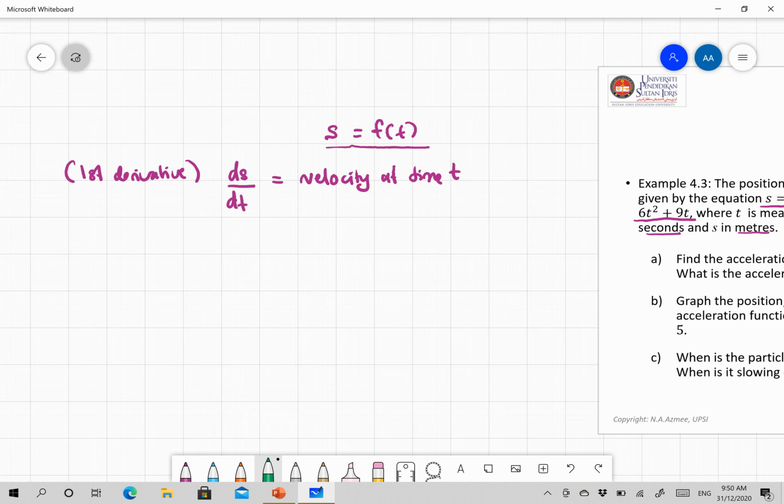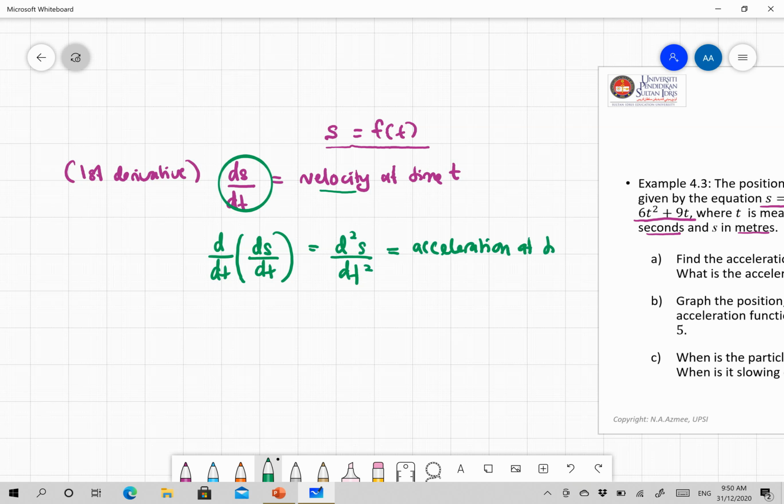Now if you differentiate the result here, it's going to look like this. Mathematically, it can also be denoted as d squared s over dt squared, and this is the notation which you have already seen in chapter 3. It basically means the instantaneous rate of change of velocity with respect to time, or in simple words, we will call it acceleration at time t. So here we have differentiated this function twice. So this is the second derivative.